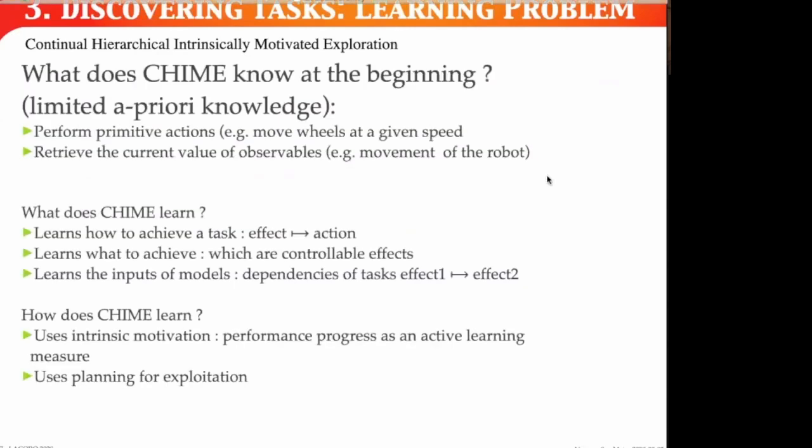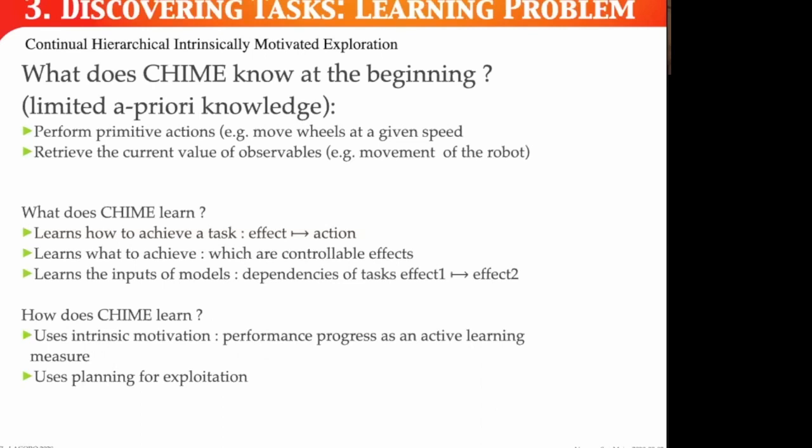To solve this problem, we propose an algorithm called SGIM for continual hierarchical intrinsically motivated exploration. How does this algorithm work? What does it know in the beginning? So it knows that it can perform primitive actions, like moving the wheels at a given speed. And it can also retrieve the current value of observables, like the position of the robot, the position of different objects, etc. The colors and the physical sizes of objects.